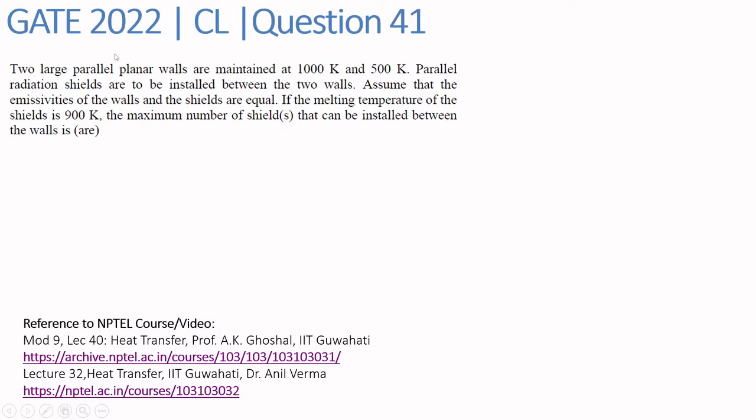The question is, two large parallel planar walls are maintained at 1000 Kelvin and 500 Kelvin. Parallel radiation shields are to be installed between the two walls. Assume that the emissivity of walls and shields are equal. If the melting temperature of the shield is 900 Kelvin, the maximum number of shields that can be installed between the walls are.